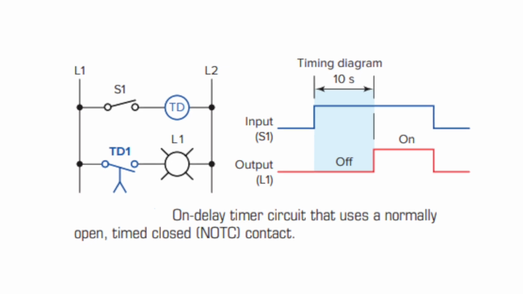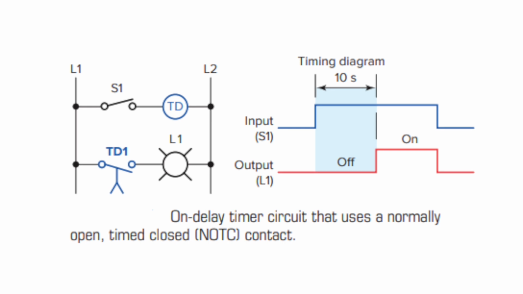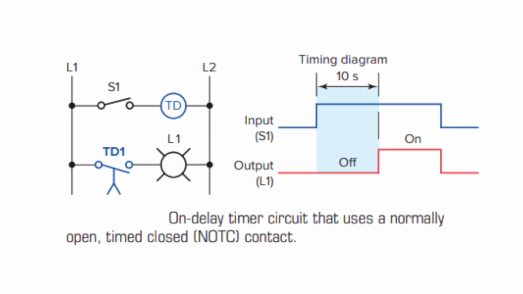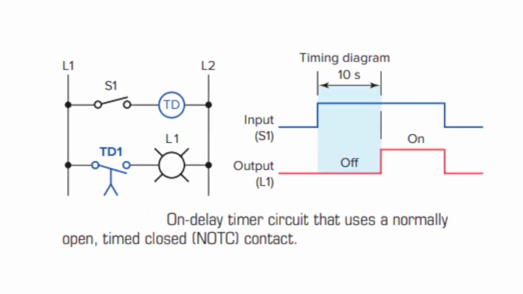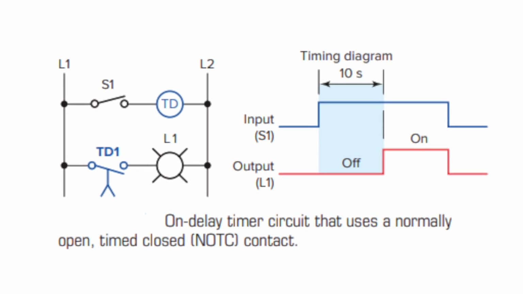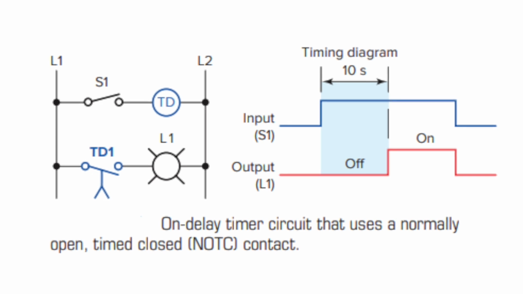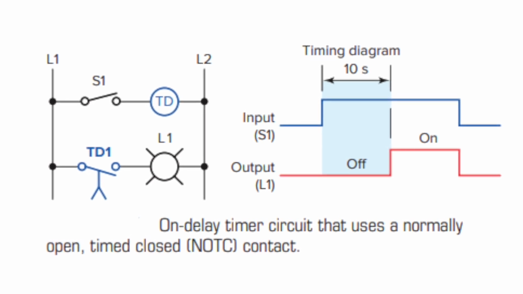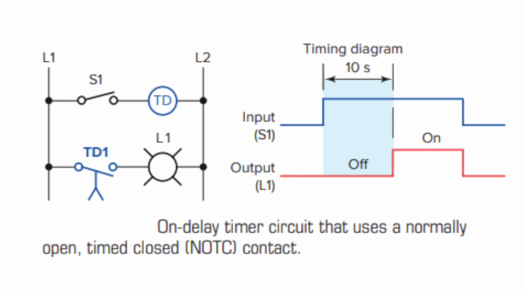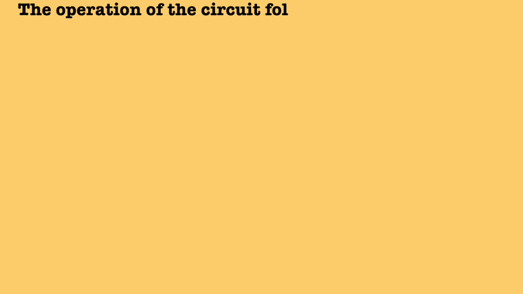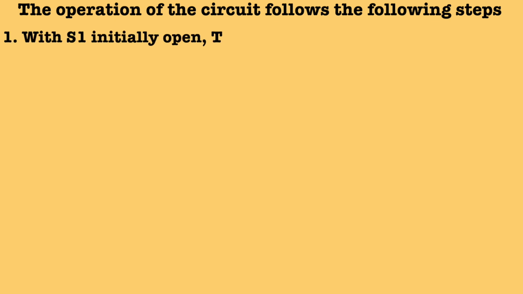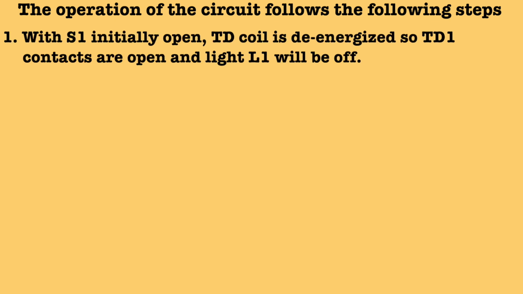So let's start with the NOTC. As you can see in the diagram, the switch is represented by S1 and the output is represented by L1. At the same time, you can also see the timing diagram for the operation. The operation of the circuit follows these steps. In the first step, with S1 initially open, the TD coil is de-energized. So TD1 contacts are open and light L1 will be off.